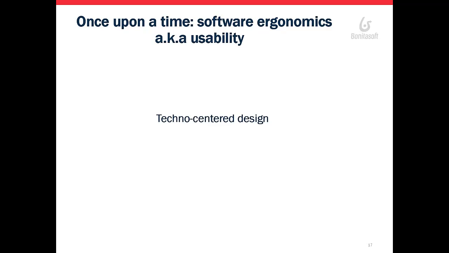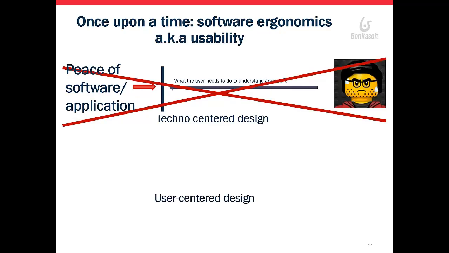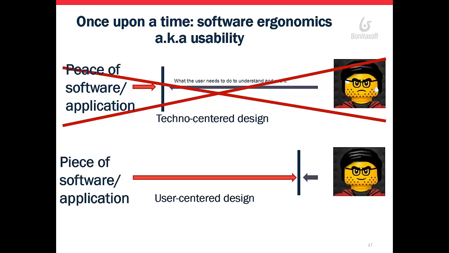In a techno-centered design way of doing things, with the piece of software or the application, what you see here is the long way that the user needs to go to understand and use the application if you really focus on technology and data first. So this is not what we would recommend. What we would recommend is user-centered design, because you code for others, so you need to focus on the users. The piece of software, the application, really needs to go and meet the users so that the user can smile, because everything has been thought, designed and implemented according to him or her.